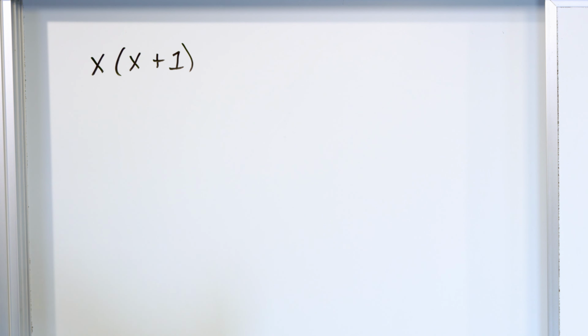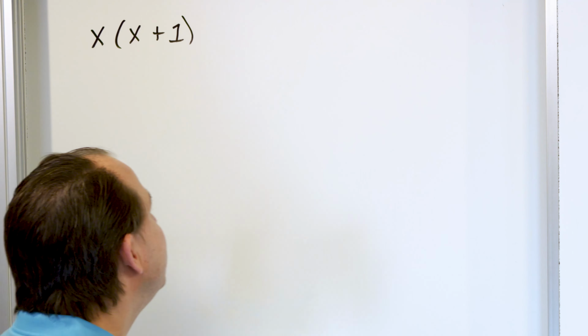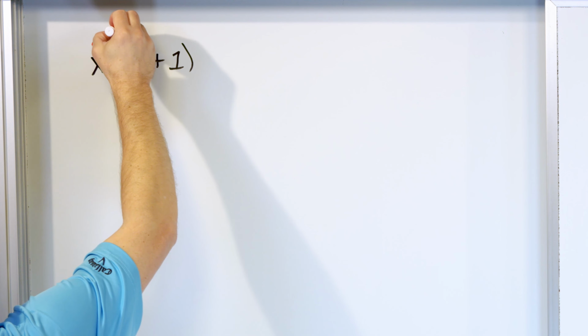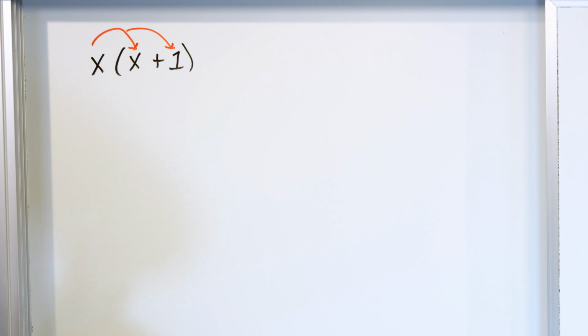What do you have? You have x, which is just some number. I don't know what it is, but it's something out there, some unknown number. And then I'm multiplying times parentheses. What happens when you multiply something on the outside times a parentheses? Well, we use that distributive property we talked about. The x gets multiplied times every term on the inside. It gets distributed into everything.